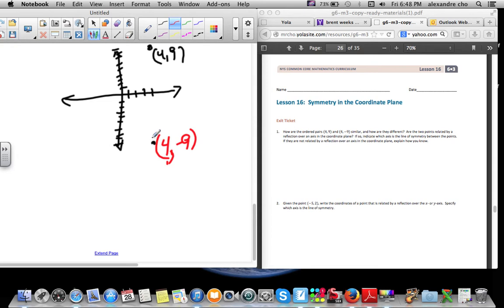Okay. How are they related by reflection? Well, they're reflected over the x-axis. You notice both points are 9 spaces away from the x-axis. This is 9 spaces away, and the top point is also 9 spaces away from the x-axis.